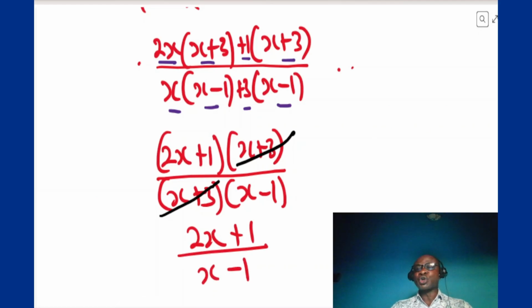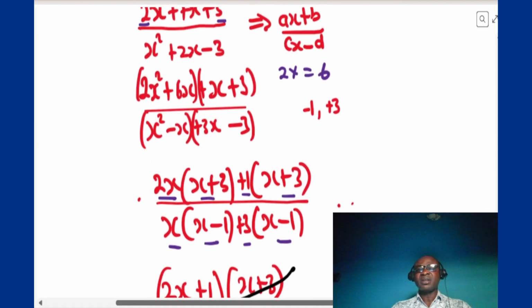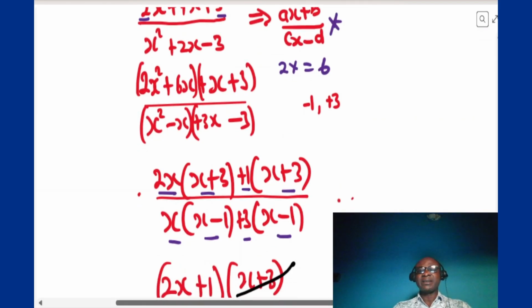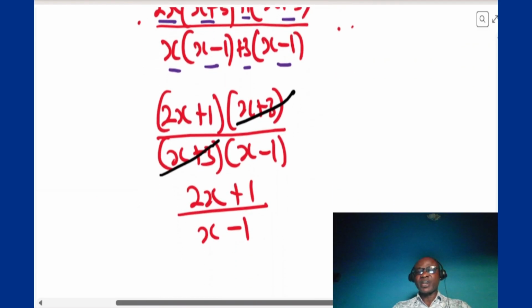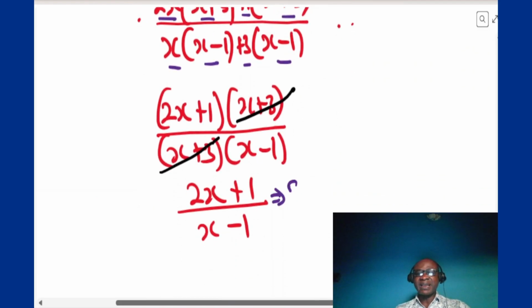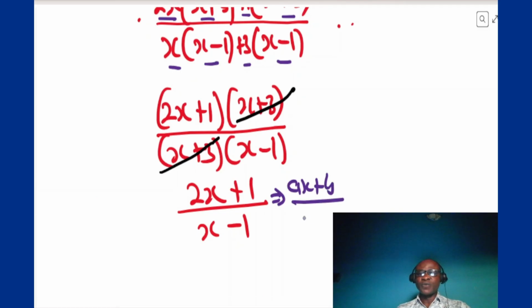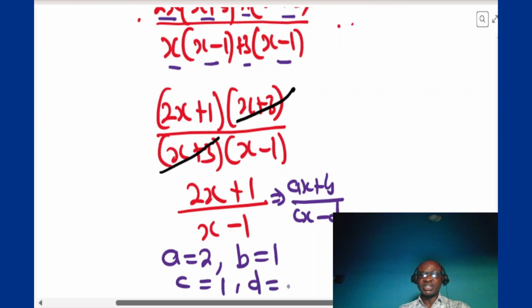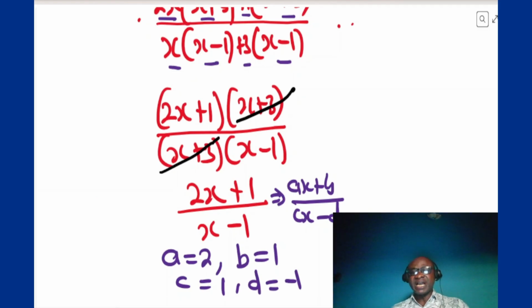Going by what they say, we should compare it to look like this after solving. Look at it here: ax plus b over cx minus d. We compare our answer now. From here, you can now agree that the value of a is 2 and the value of b is 1. The value of c is 1 and the value of d is negative 1. They are integers, as the question has told us.